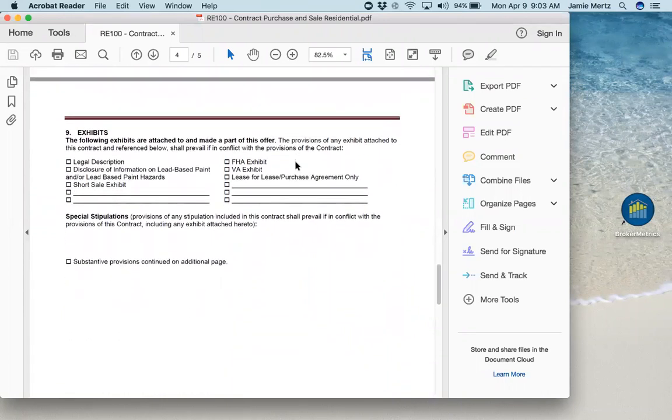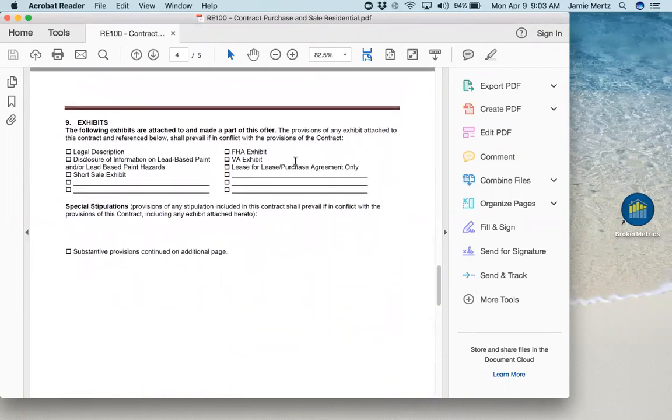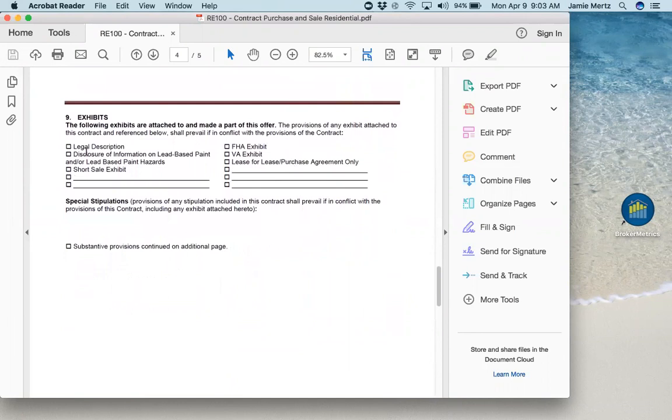Start of page 4 talks about any of the exhibits that you are attaching to the offer. Again, if you are attaching a legal description, short sales exhibit, FHA exhibit, VA exhibit, a lease, your seller's property disclosure statement, your HOA information, you need to check the box. If that box is not checked, it is not a party to this transaction. So it's very important that if you're adding any exhibits, you check the box.